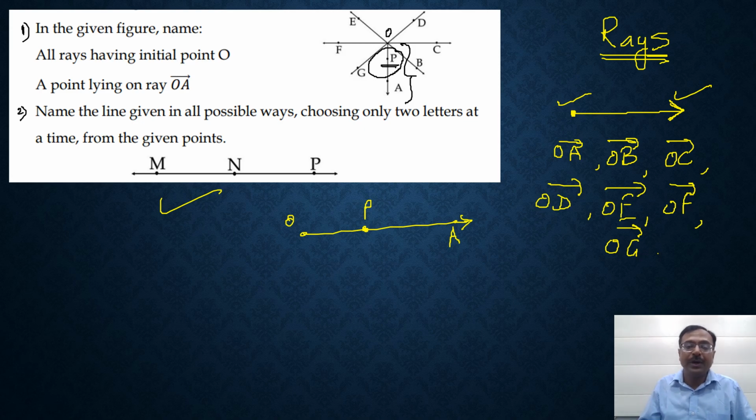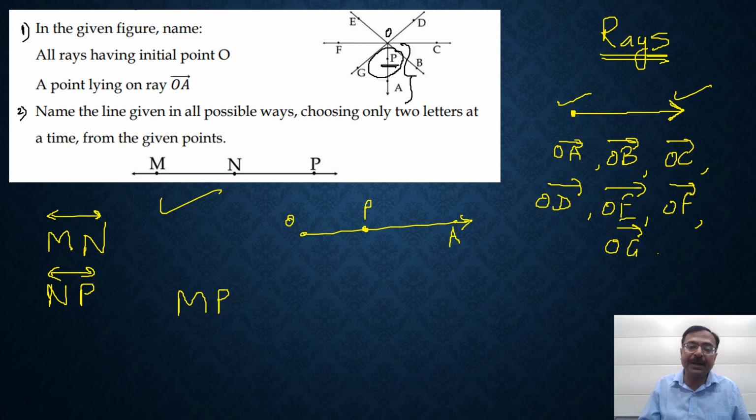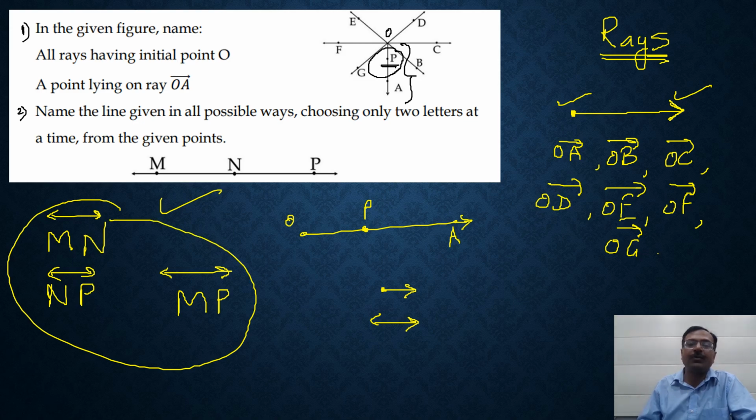So, if you start from M and then terminate at N, this is also a line MN, and obviously you can produce it in either direction. If you start from N and terminate at P, then also it is the same line. And if you start from M and terminate at P, then this is also the same line. Unlike a ray which is represented like this, you represent a line like this, because a line can be extended in both directions, right? So that is the 3 possible ways in which we can name a line segment on which M, N and P, the 3 points, are marked.